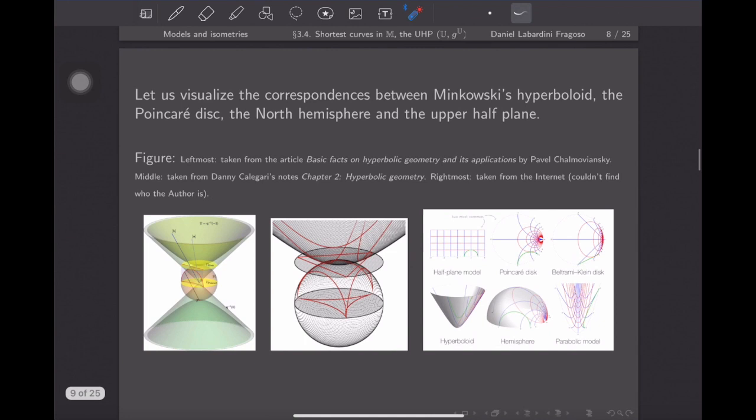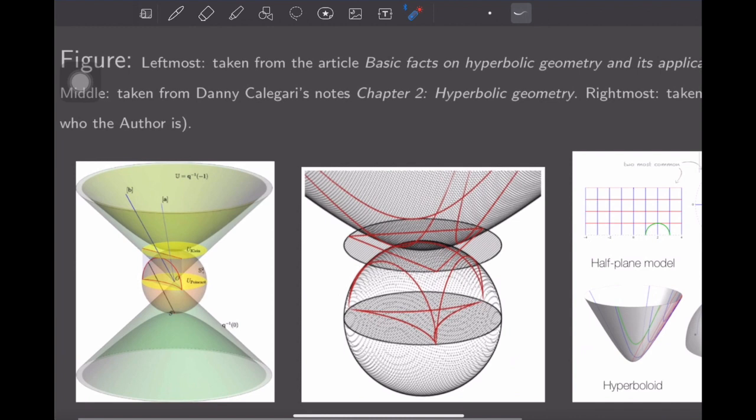Now, there's something which I find very nice, which is to actually visualize how the hyperboloid corresponds to the Poincaré disk, and how the upper half plane can be seen to correspond to the Poincaré disk. We made them correspond under Cayley's transformation. And so now let me give a little visualization.